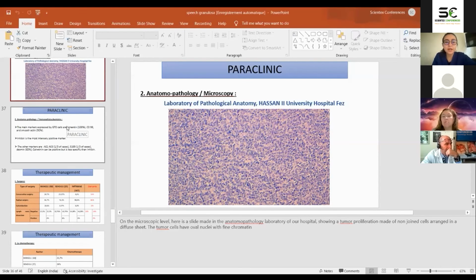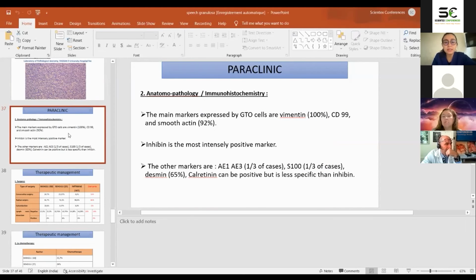The main markers expressed by GCT cells are vimentin, CD99, and smooth muscle actin. Inhibin is the most intensely positive marker. The other markers, AE1, AE3, S100, desmin, and calretinin, can be positive, but are less specific than inhibin.